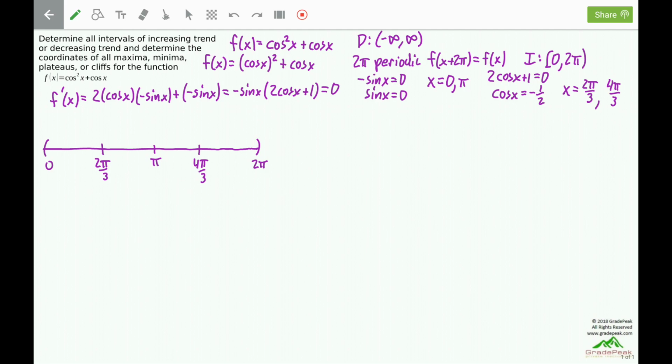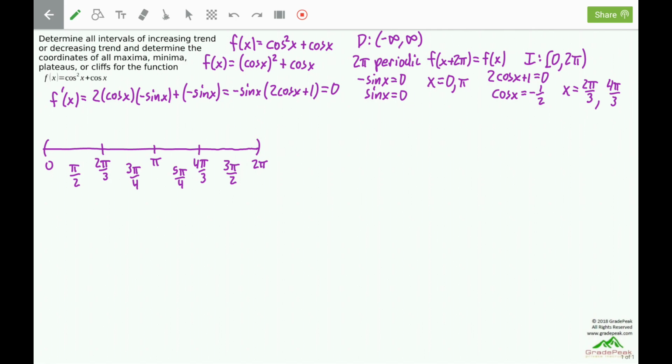The interval from 0 to 2 pi over 3, which is in the second quadrant, contains pi over 2. I will choose that. The interval 2 pi over 3 to pi, which is purely in the second quadrant, does contain 3 pi over 4. I will choose that. The interval pi to 4 pi over 3, which is purely in the third quadrant, does contain 5 pi over 4. I will choose that. And then the interval 4 pi over 3 to 2 pi, which is from the third quadrant all the way to 2 pi, contains 3 pi over 2. I will choose that as the test value.